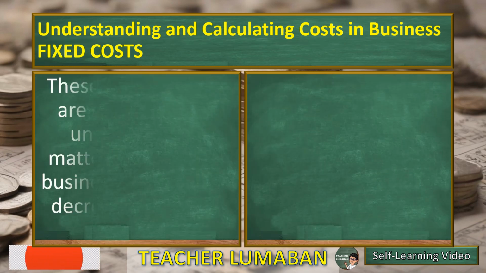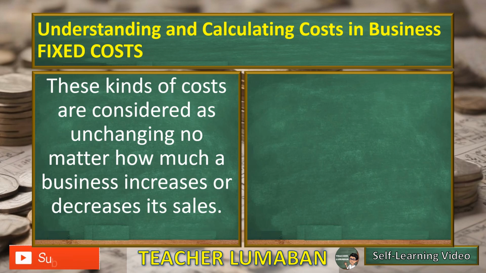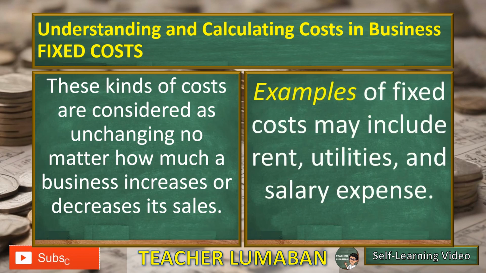Fixed costs. These kinds of costs are considered as unchanging no matter how much a business increases or decreases its sales. Ang mga ganitong uri ng gastos ay itinuturing na hindi nagbabago gaano man kalaki ang pagtaas o pagbaba ng isang negosyo sa mga benta nito. Ang mga nakapirming gastos ay mga gastos na kailangang bayaran ng isang negosyo kahit na walang mga benta o aktibidad. Examples of fixed costs may include rent, utilities, and salary expense.